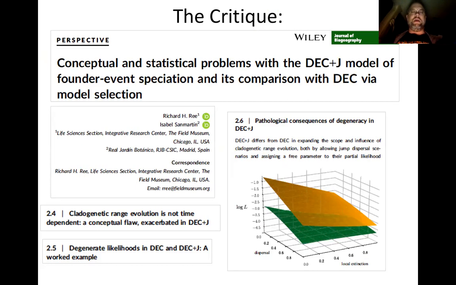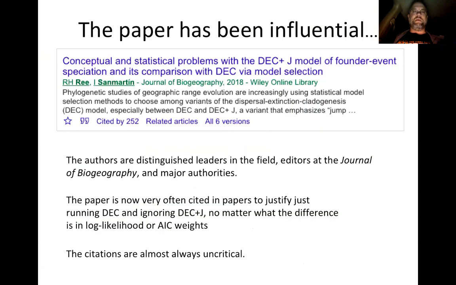This critique is from a few years back. It was in the Journal of Biogeography, and it made a variety of strong claims, like that there are degenerate likelihoods when comparing DEC and DEC+J, and that there are pathological consequences of degeneracy. Those are strong words. This paper has been influential. It's been cited over 250 times already. The authors are distinguished leaders in the field. They're editors at the Journal of Biogeography. They're major authorities in the field.